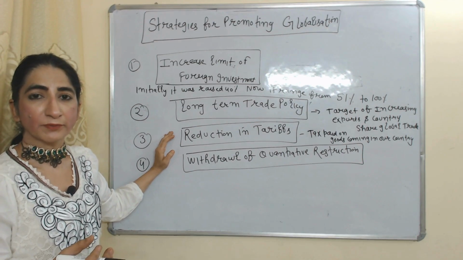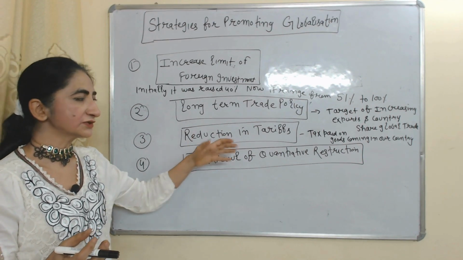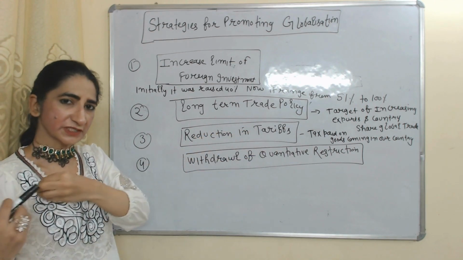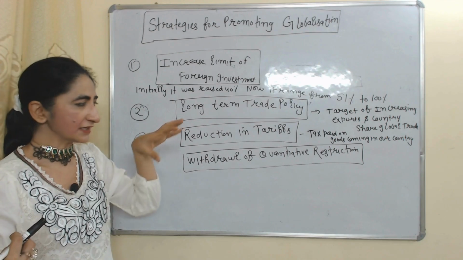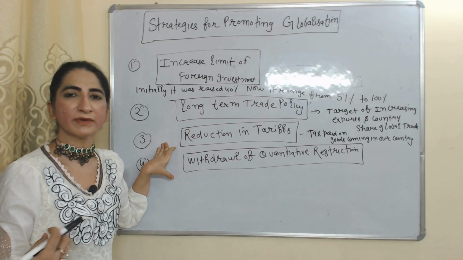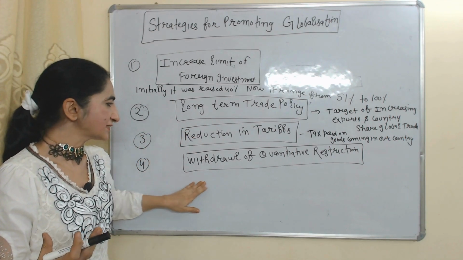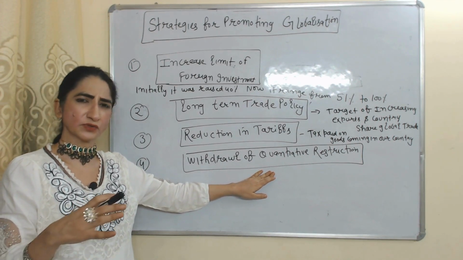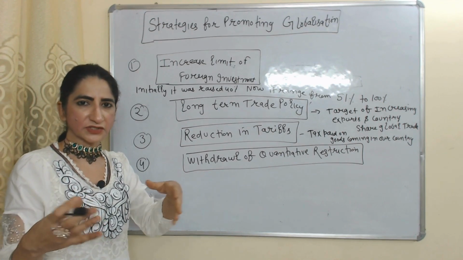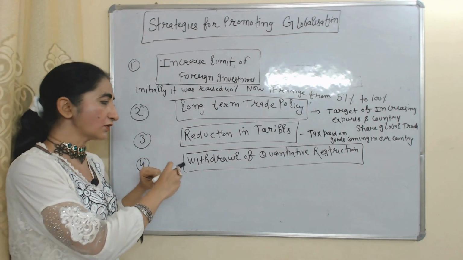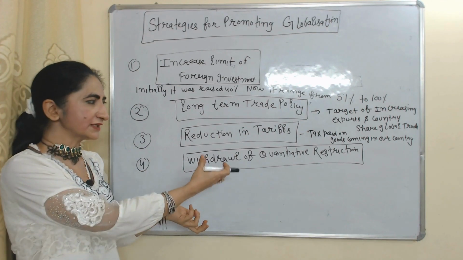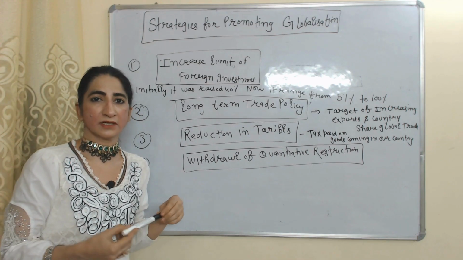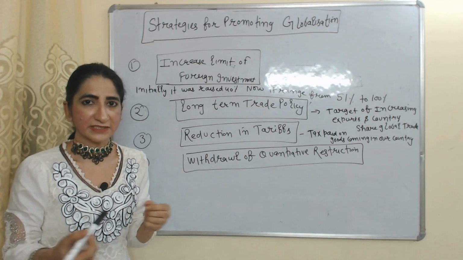Third is reduction in tariff. In order to promote globalization, the government reduced tariffs. As we know, tariff means tax paid on goods coming into our country. Last is withdrawal of quantitative restrictions. Before globalization, there were many quantitative restrictions on exports and imports, but during globalization, the government reduced quantitative restrictions on exports and imports. So this is all about liberalization, privatization and globalization.